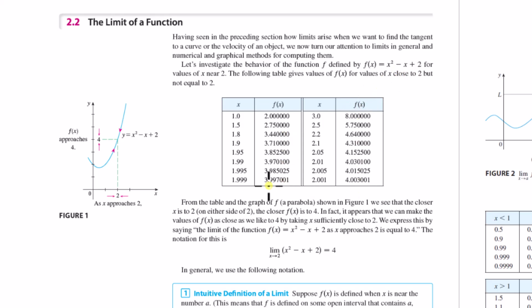Okay, and what we see is it appears that as x approaches 2 from below, the output's going to be approaching 4 from below, and as x approaches 2 from above, the output's going to be approaching 4 from above. And based on our knowledge of polynomial functions and parabolas, this makes sense. We can even think about the graph. From a graphical perspective, this makes sense as well. And it says, in fact, it appears that we can make the values of f of x as close as we like to 4 by taking x sufficiently close to 2.